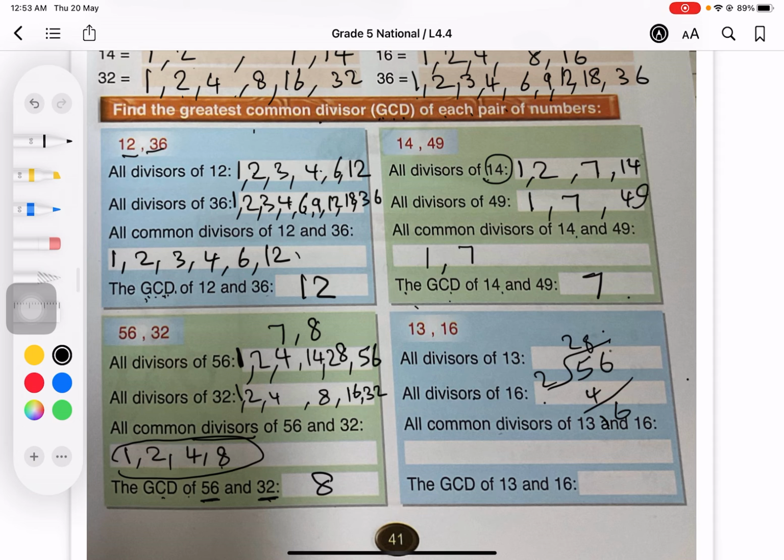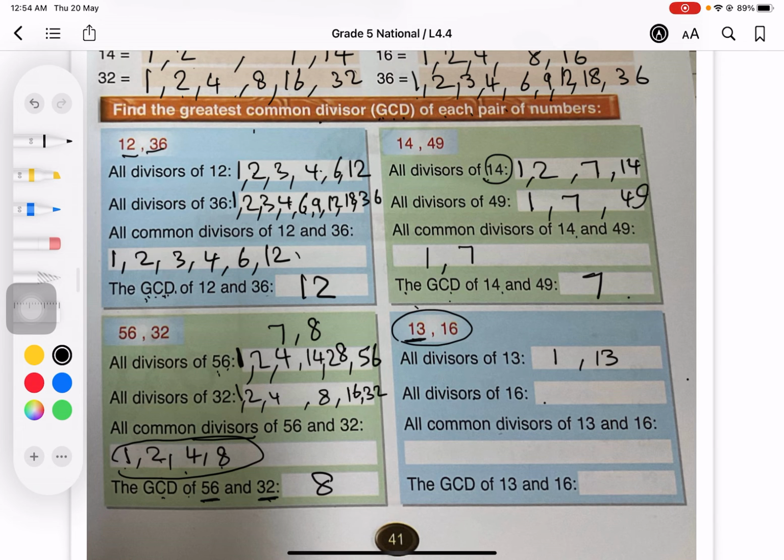أكبر واحد مين؟ هم مشتركين بال1 وال2 وال4 وال8. These numbers can divide 56 without a remainder. You can divide 56 by 1. You can divide 56 by 2. And there will be no remainder. So the common number between them is 8. Now, the last question. You need to find the greatest common divisor between 13 and 16. Of course, 13 is a prime number. It's only 1 and 13.